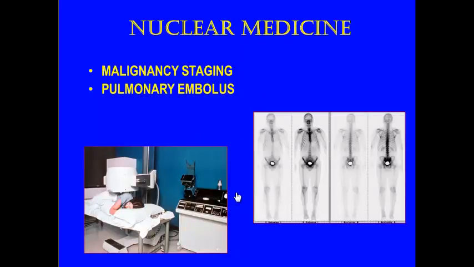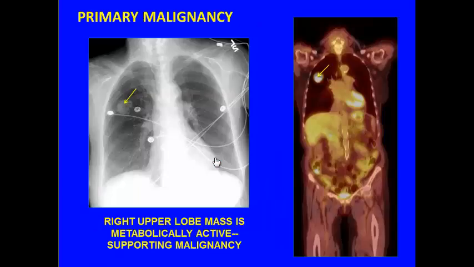Nuclear medicine, one also to think about. What can we do there? Well, probably more for malignancy staging as well as evaluating for pulmonary embolus. And so where would we see that? Well, especially with that PET scan, that positron emission tomography scan. Here we're seeing this lesion with this increased metabolic activity, very worrisome for a lesion, and we could evaluate the entire body to see if there are any other lesions.